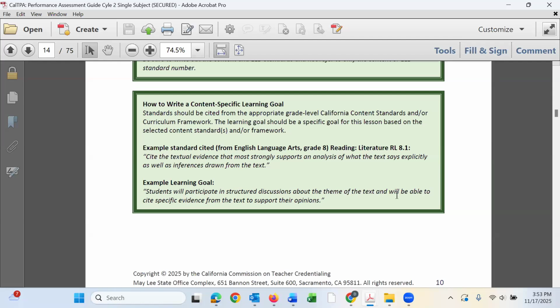in structured discussions about the theme of the text, will be able to cite specific evidence from the text to support their opinions. So, kind of confusing because, again, we have multiple verbs here, but we do get to the part about support their opinions, justify, defend their opinions, right? Just participating, not going to get you there. Citing, not really going to get you there. But supporting their opinions, yes, that will get you there.